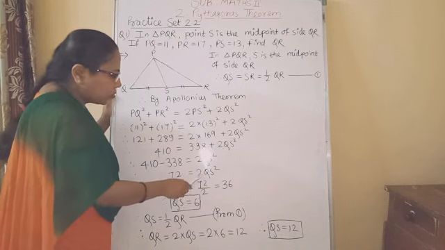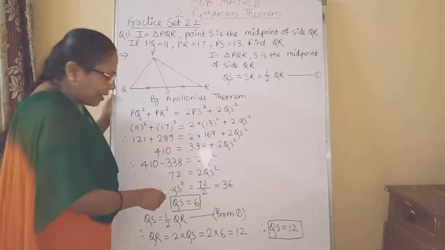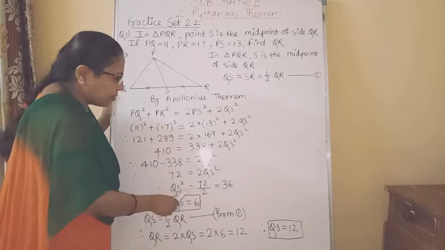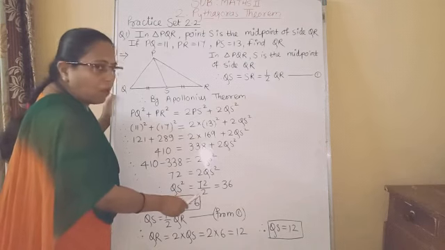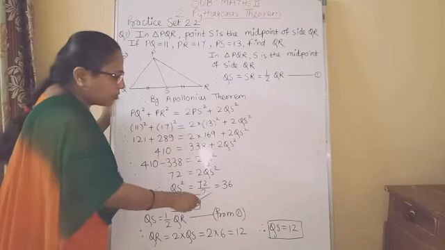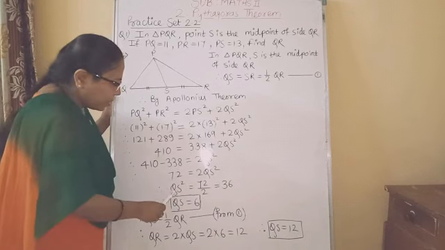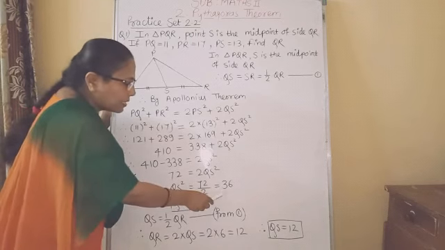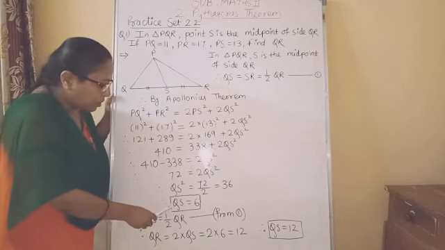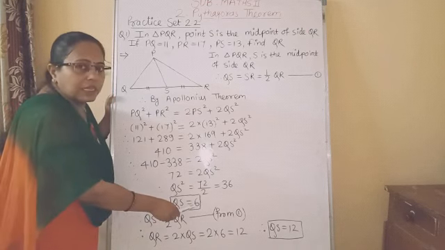Now we will take this 2 on left hand side. So it gets divided. So QS square is equal to 72 upon 2. So its division quotient is 36. QS square is equal to 36. So now take out the square root. QS is equal to 6.